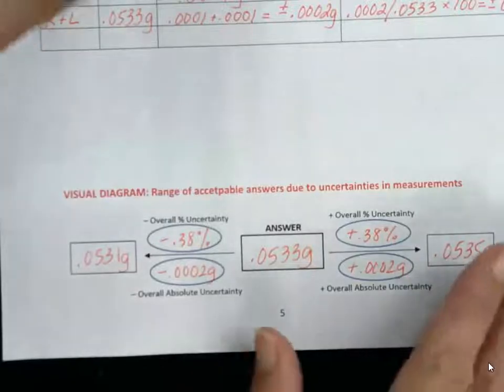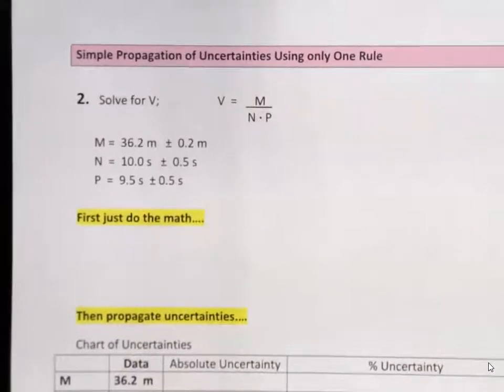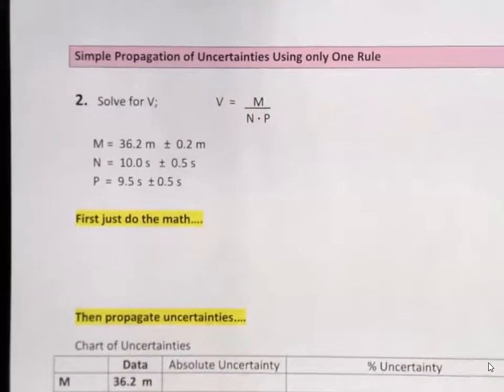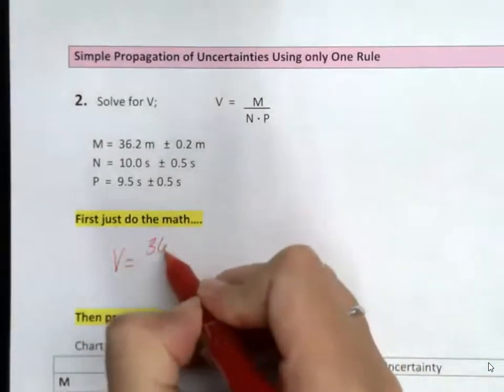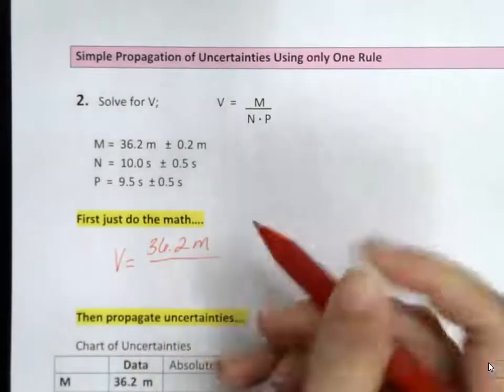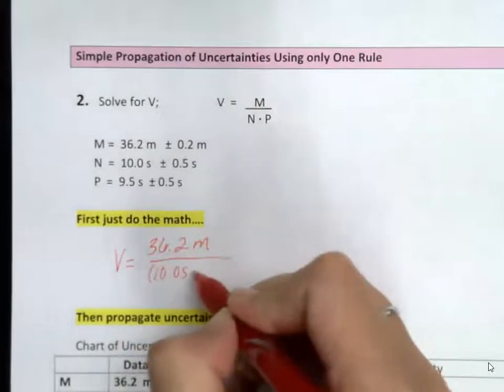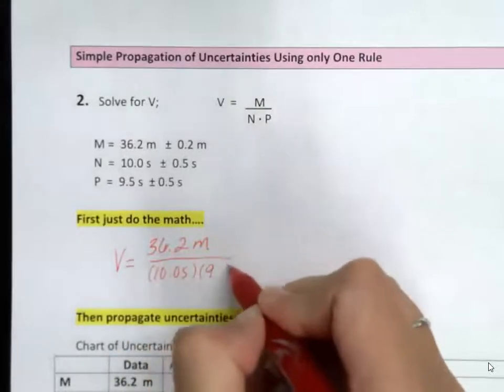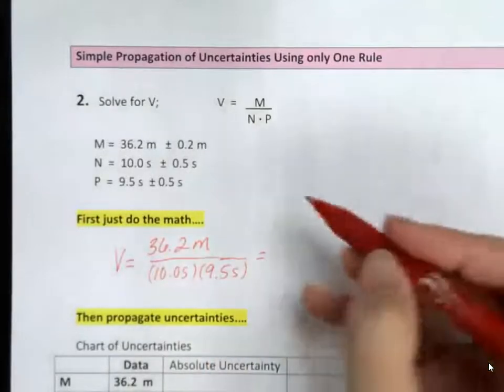Let's try simple propagation of error, problem number 2. Next page. In this problem, we're going to solve for V. V equals M over N minus P. Let's do the math. N times P. 10 seconds times 9.5 seconds. Go ahead and do the math. Pause me so you can check your answer.